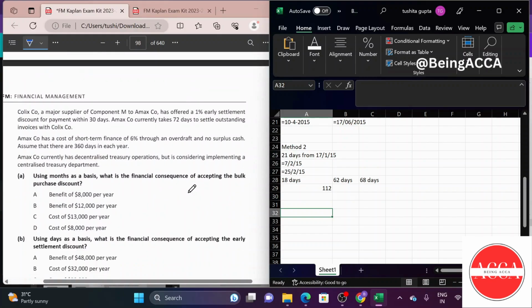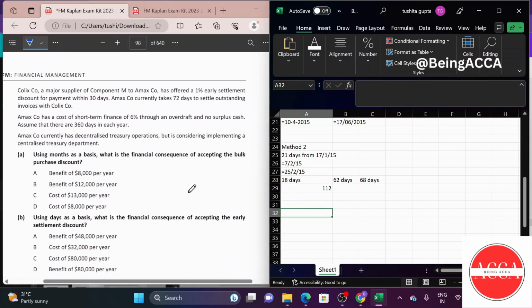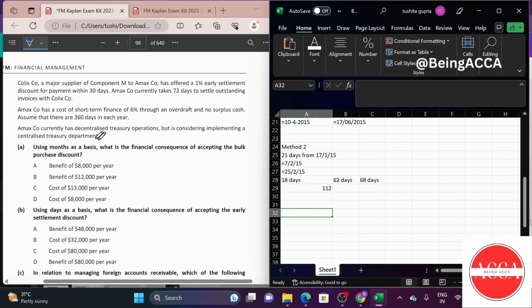Colex Company, a major supplier of component M to Amax Company, has offered a 1% early settlement discount for payment within 30 days. Amax Company currently takes 72 days to settle outstanding invoices with Colex Company. Amax Company has a cost of short-term finance of 6% through an overdraft and no surplus cash. Assume that there are 360 days in each year. Amax Company currently has decentralized treasury operations but is considering implementing a centralized treasury department.